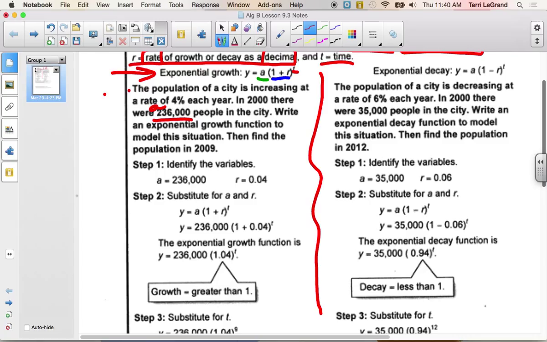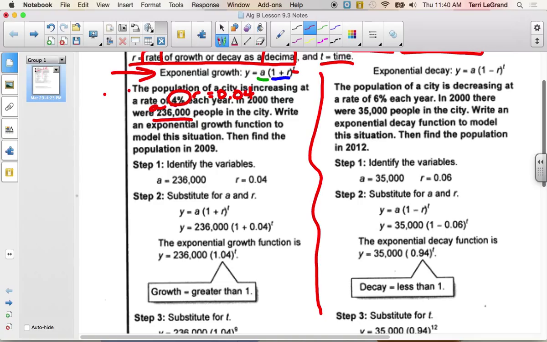Write an exponential growth function to model this situation. Well, let's also look at this right here. What do you suppose that 4% is going to be? It's going to be the R after we do what? Put it as a decimal. So let's write that right here. R equals, what's our R value? 0.04. 4% as a decimal is 0.04.